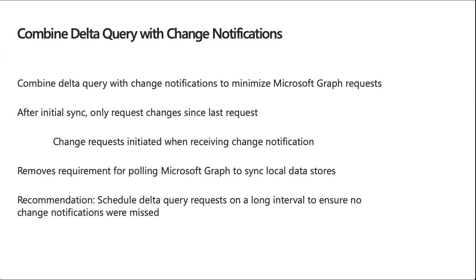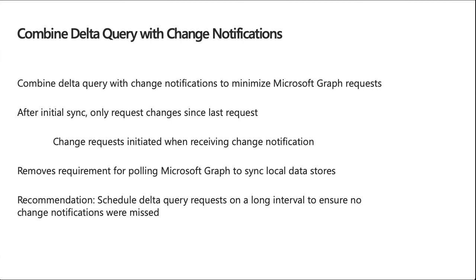The application can then use Delta Query to request all the changes since the last time it made the request. Using this strategy, applications can nearly eliminate the need to frequently poll Microsoft Graph and process those changes to keep a local data store in sync. This greatly reduces the chances for their requests to be throttled.